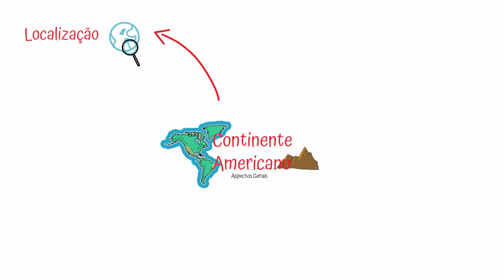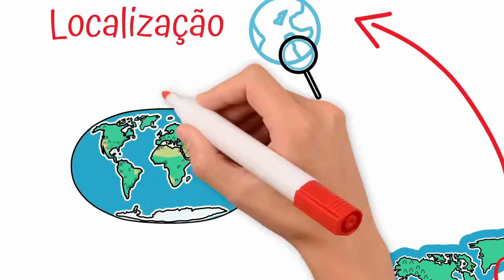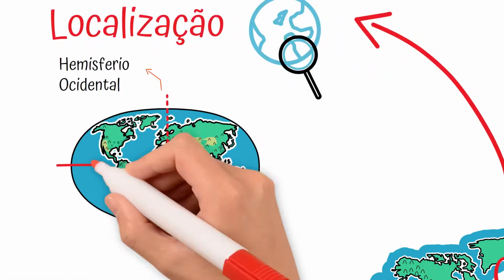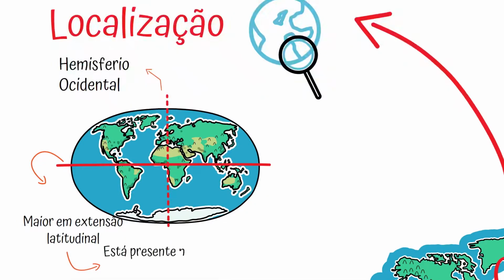First, let's begin by talking about the location. Well, America is located in the so-called Western Hemisphere. That is, it is to the west of the Greenwich Meridian, and it is the largest continent in the world when it comes to latitudinal extension. That is, extension in the north-south direction. And this is essential for determining climate types and also vegetation characteristics, as we will talk about a little later.